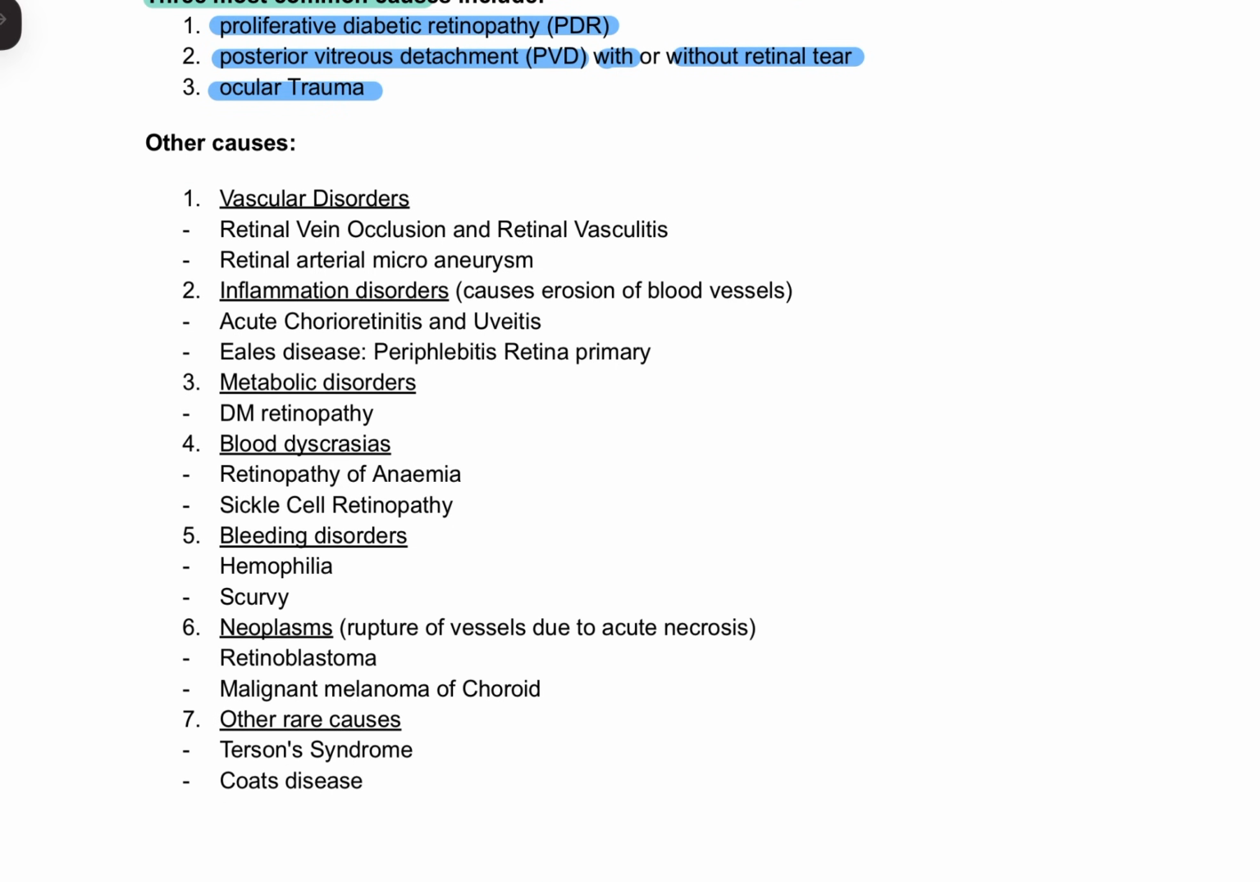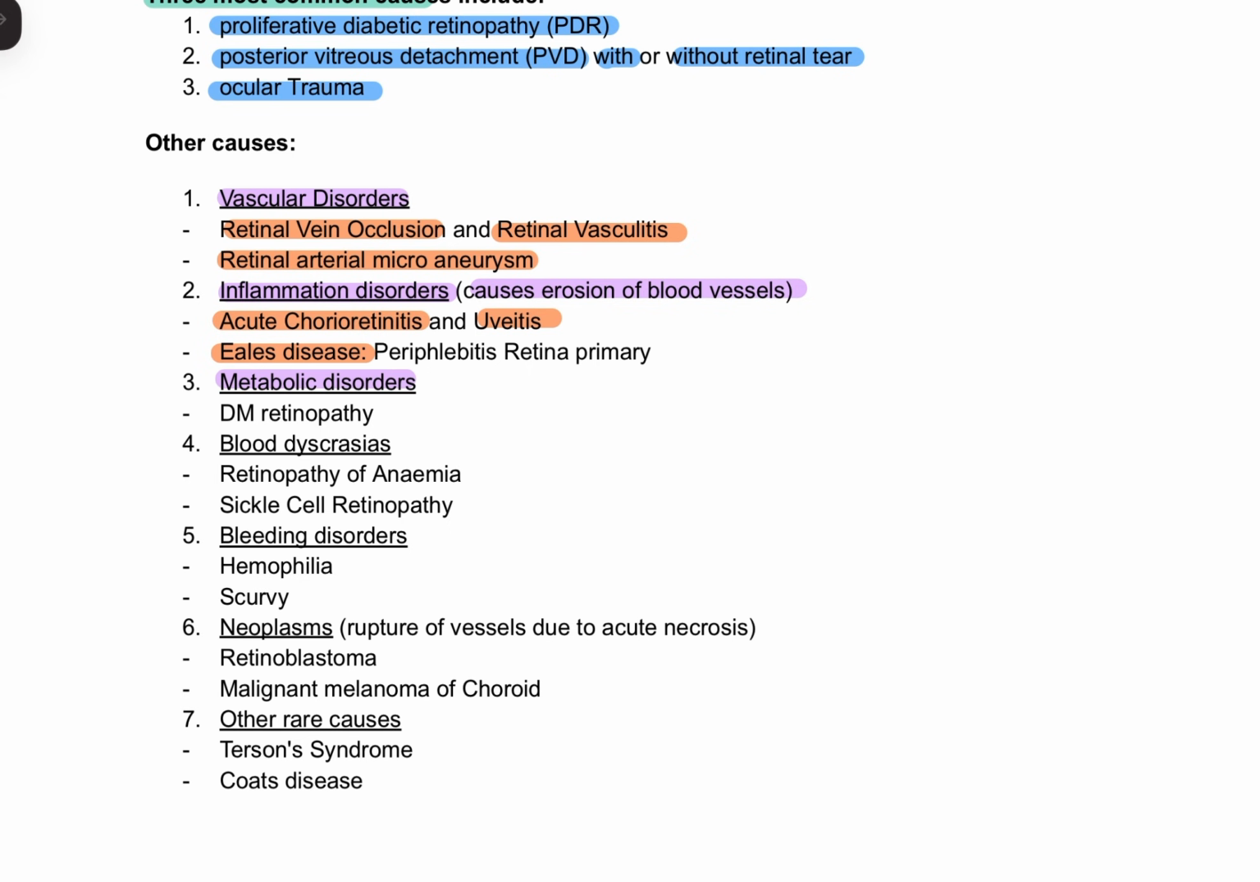What are the other causes of vitreous hemorrhage? They include vascular disorders, for example retinal vein occlusion, retinal vasculitis, and retinal arterial microaneurysm. These microaneurysms also rupture, and that gives vitreous hemorrhage. And inflammatory disorders cause erosion of the blood vessels, for example acute chorioretinitis, uveitis, and Eales disease. These are the main inflammatory disorders which cause vitreous hemorrhage.